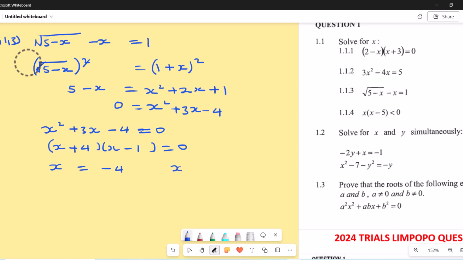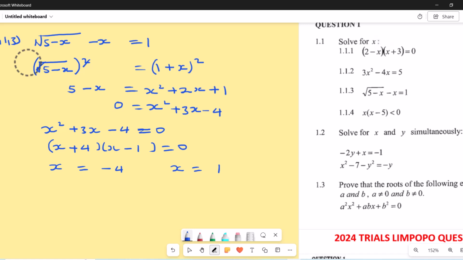However, in such questions, because we have the square root here, we need to first find out which of these two answers is correct. For example, if I put in positive 1 here, what is 5 minus 1? That is 4. Square root of 4 is 2. Then 2 minus 1 gives me 1, which is what I have here. So this one is correct.